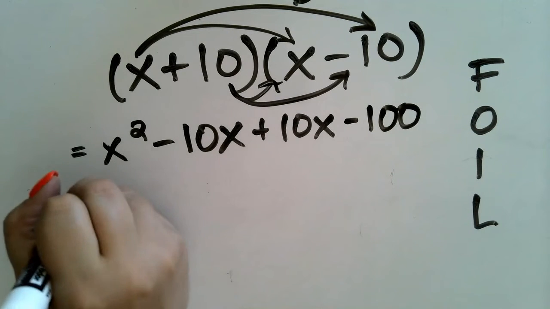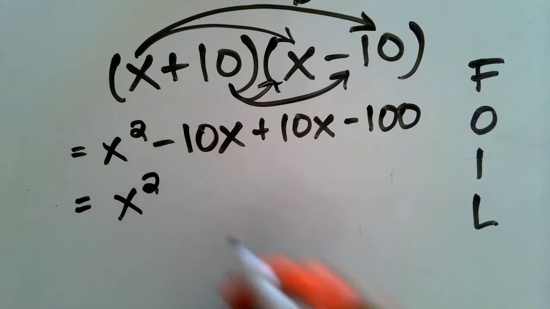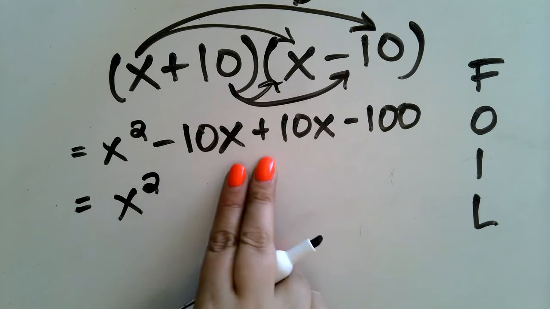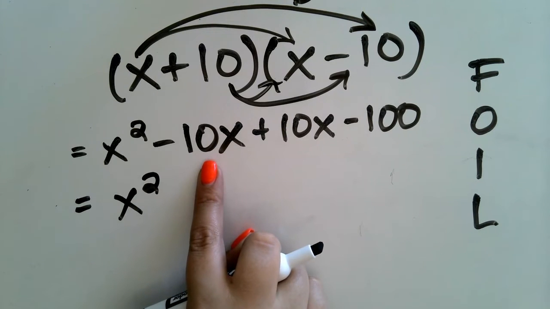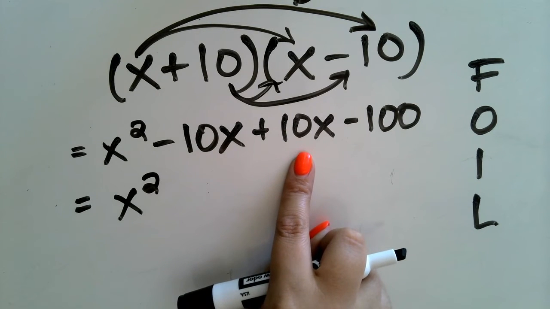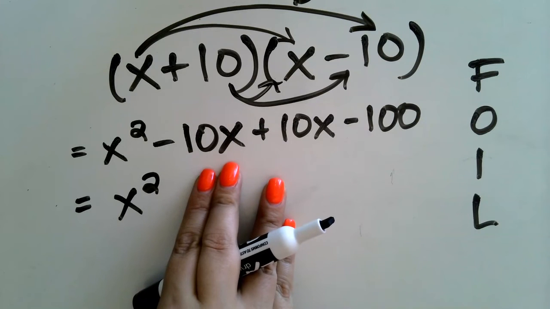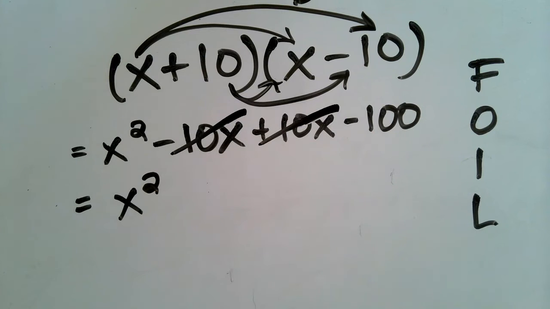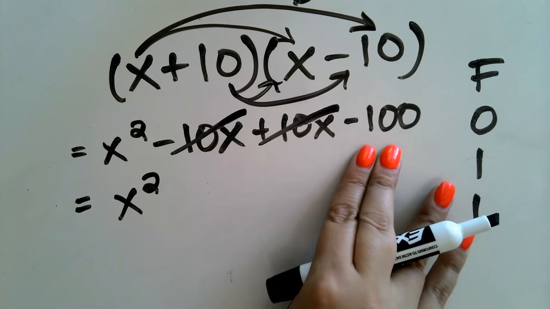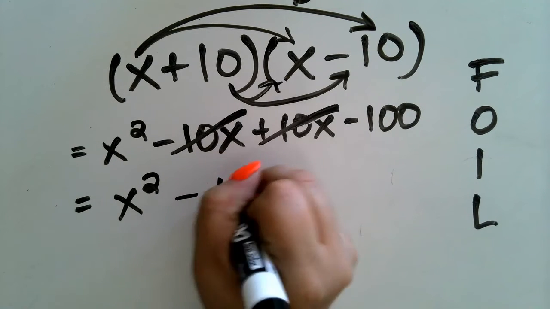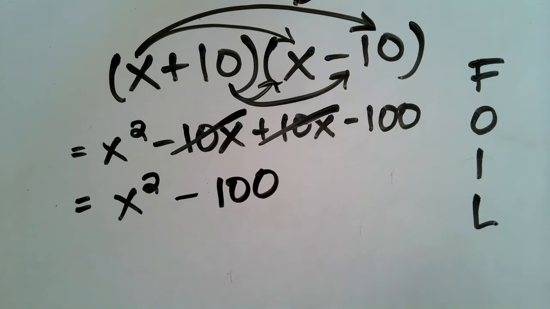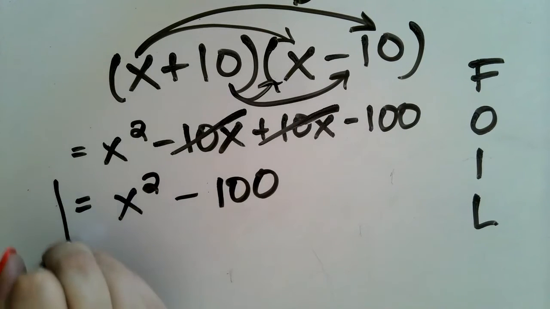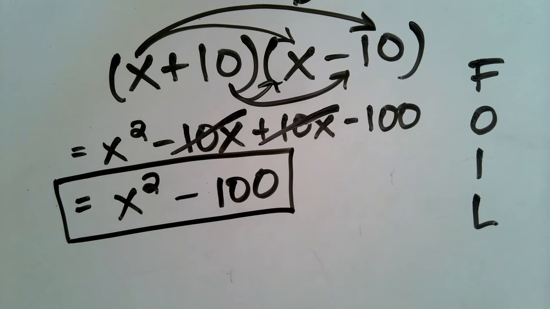We FOILed it. Now we're going to combine like terms, which leaves us with x to the second. Now, I want us to see here, we have a minus 10x and a positive 10x. When you add positive 10 to negative 10, you end up with 0. So these middle terms are going to cancel out. They equal 0 when we combine those like terms. All we are left with is that minus 100. Okay? So x plus 10 times x minus 10 is the same thing as x squared minus 100.